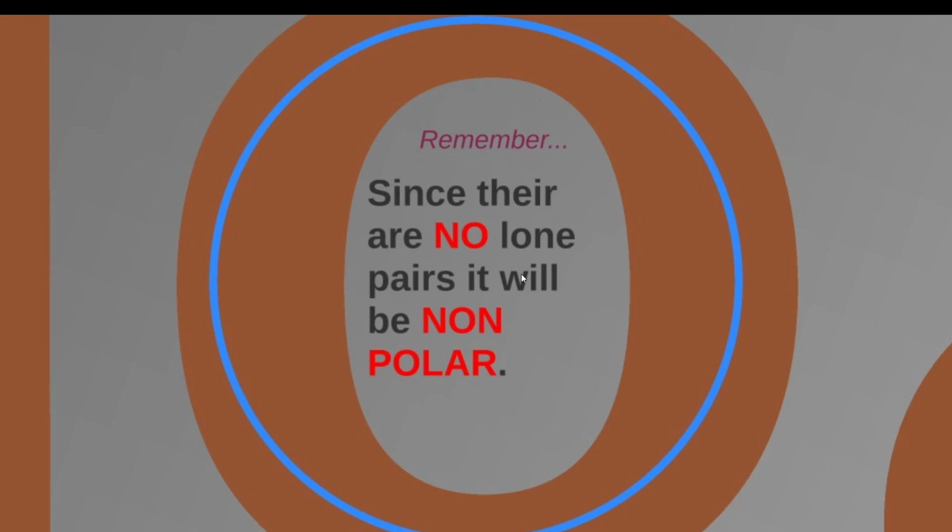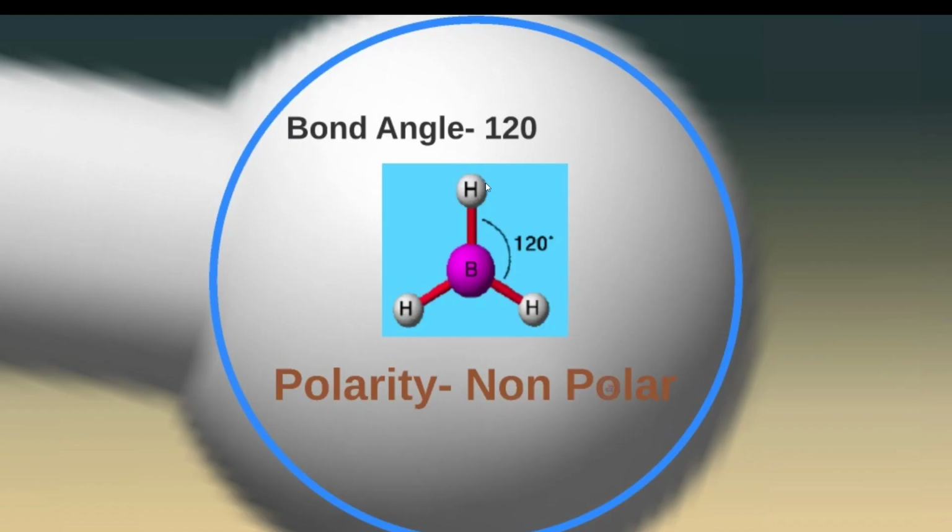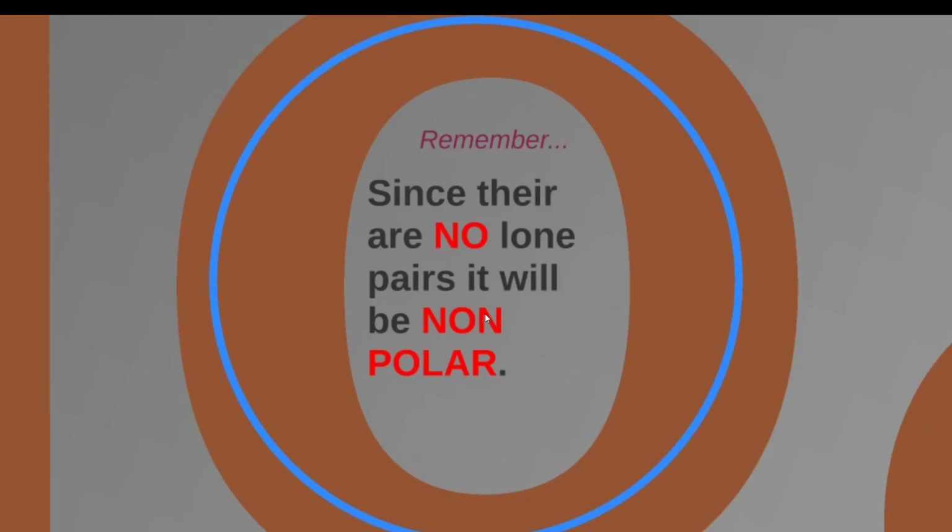There are no lone pairs, and if you look here, all around, you have an even distribution of those electrons. It might be spread out across 3 different areas, but all around you have an even distribution. Therefore, this type of molecule is nonpolar.